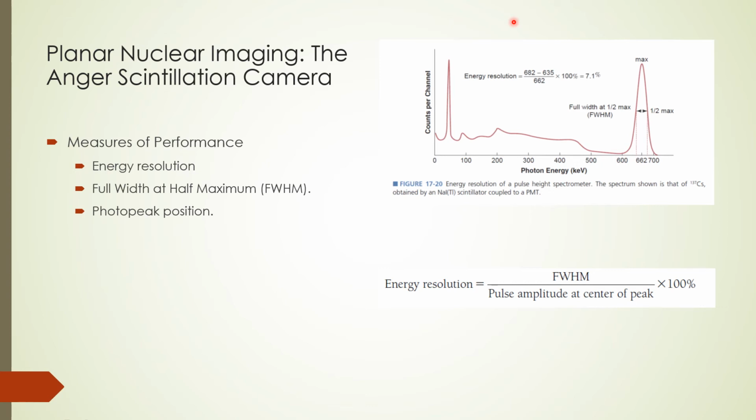The pulse height spectrum of cesium-137 is shown with the 662 keV photo peak shown on the graph. The full width at half max is the width of the photo peak at half maximum counts. This is used in this formula to calculate the energy resolution of the detector.